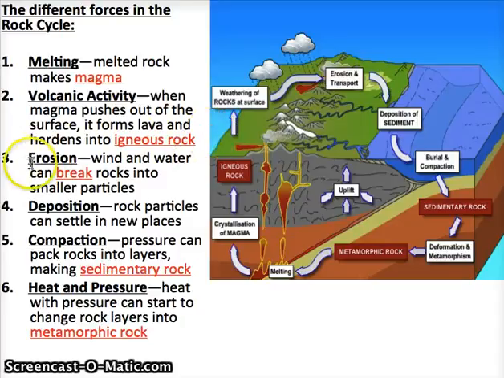The third force is called erosion. Erosion is when forces like wind and water break rocks on the Earth's surface. So you can see here's a picture of rain, and there's also wind, and these forces can actually break the rocks on the Earth's surface into smaller particles, and these can actually get washed away by rivers or blown away by wind. And we call that deposition.